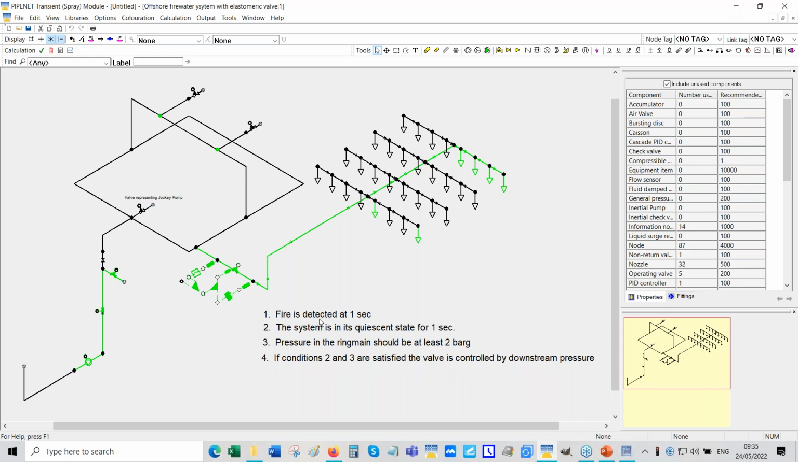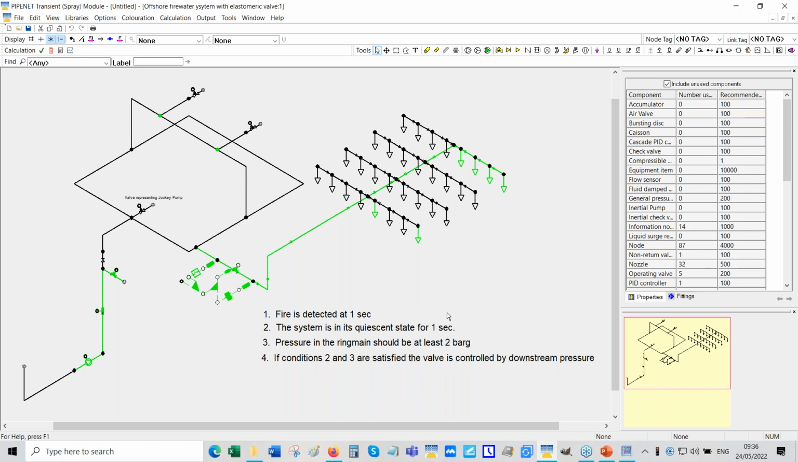The fire is detected at 1 second into the simulation. That's our assumption. So the system is in its quiescent state for 1 second. Quiescent means nothing happens. It's in a steady state, no fire is detected, and the system is at a standstill.